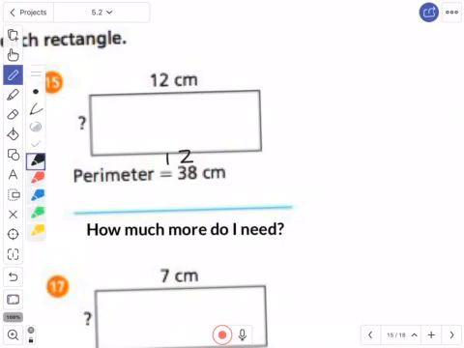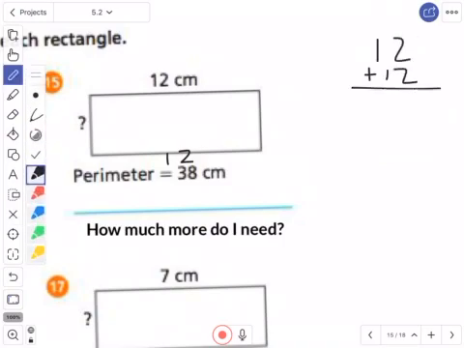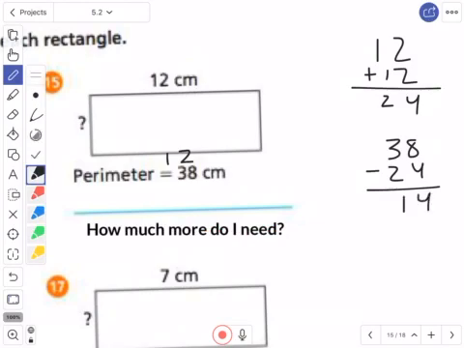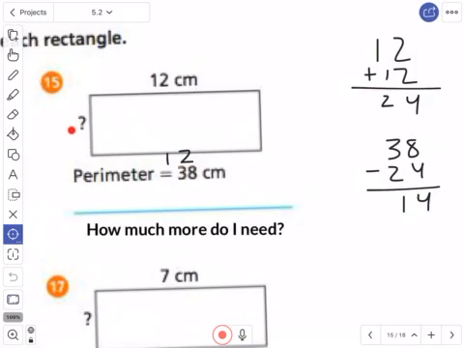When I first did this problem over here, I did 12 plus 12, because that's how much I had so far. And that equals 24. And so then I did 38 minus 24 to see how much more I need. And I got 14. I can't put 14 on both sides. I need to split 14 in half. I think, okay, what is 14 split in half?